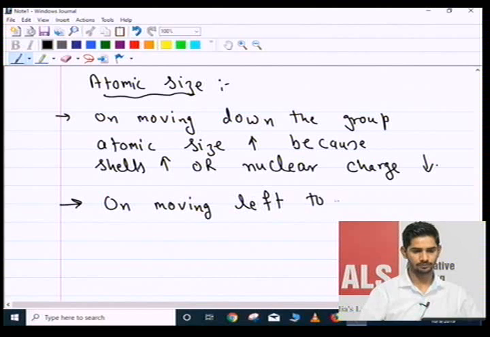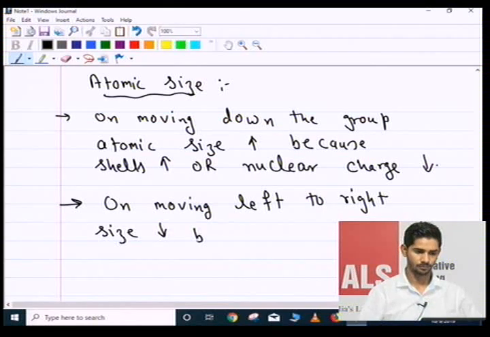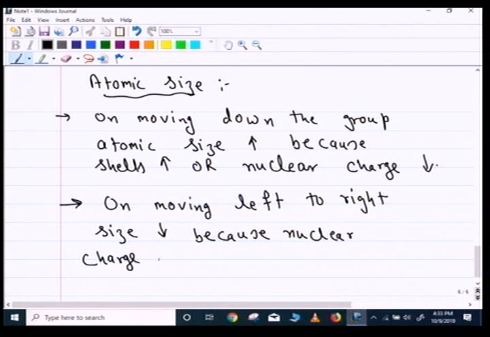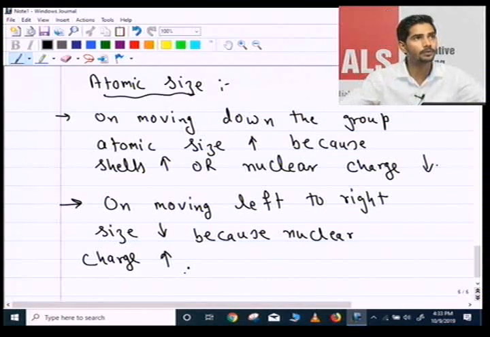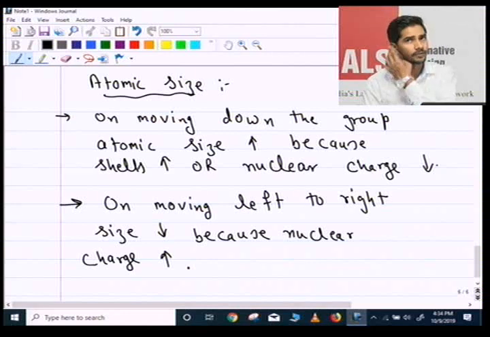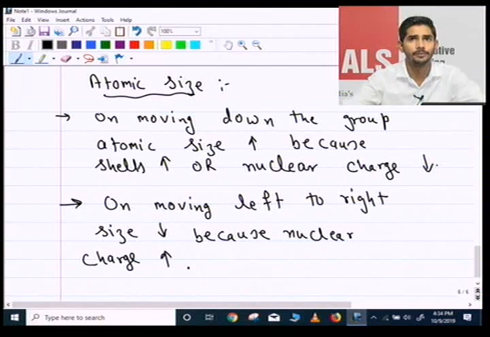left to right, size decreases because nuclear charge increases. I think we have written these two points in the previous class. If not, you can please copy this. For those who haven't copied in the previous class, guys, please tell me. I remember that I have already discussed this one with you.